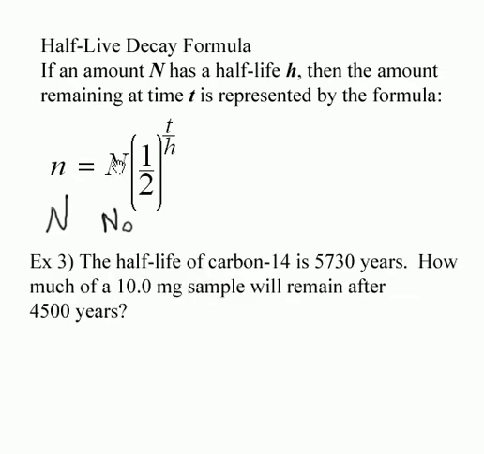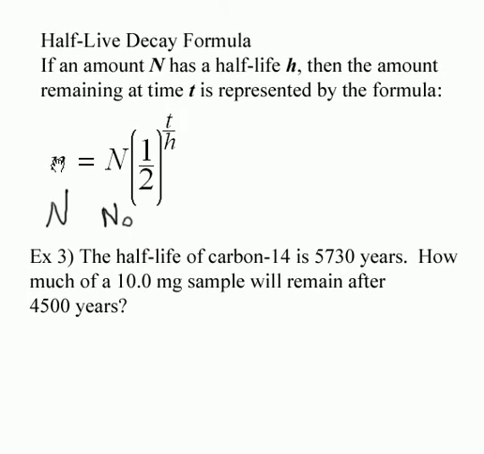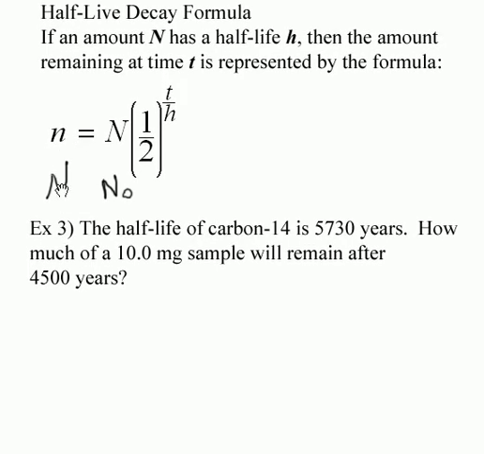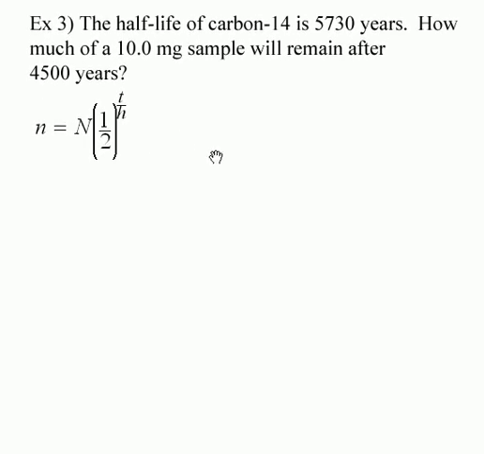So in this example, the half-life of carbon-14 is 5,730 years. How much of a 10 milligram sample remains after 4,500 years? Well, we'll start with the formula again, my variation of the book's formula using uppercase N and lowercase n. We're going to start with more, end with less. It's a half-life formula. T, how long we're letting it decay. H, how long it takes for half of it to remain.